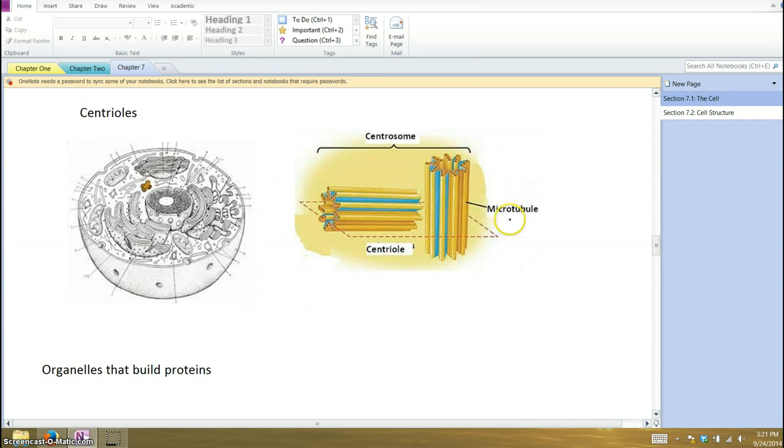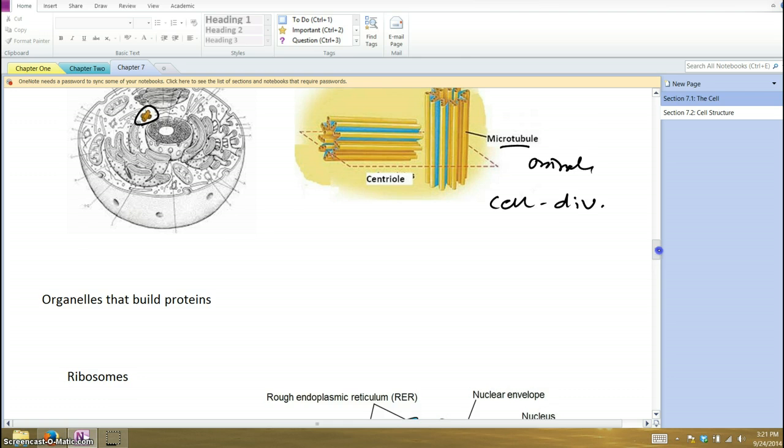Centrioles. Centrioles are microtubules that animal cells in particular have. And the centrioles are close to the nucleus, and we'll see later that they are very important in making microtubules that are used in cell division. When we study mitosis and meiosis later, we'll get back to those.